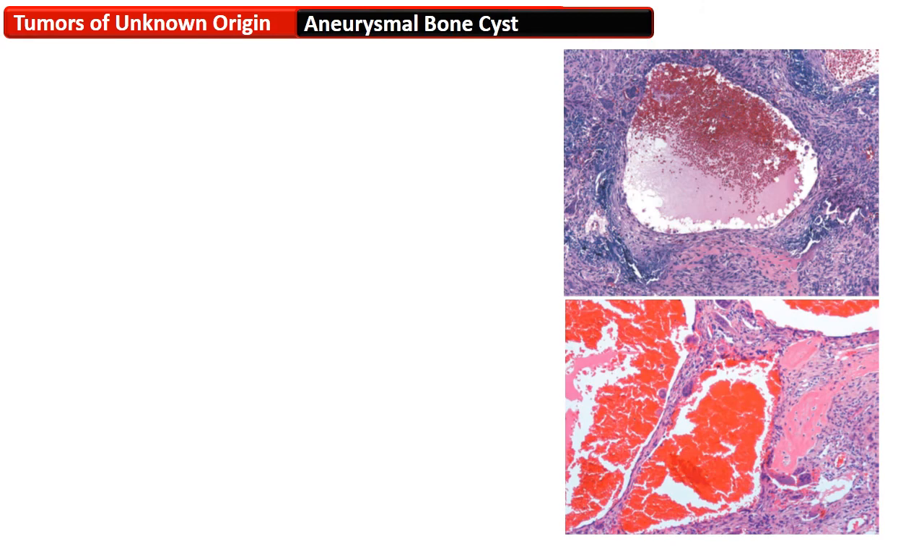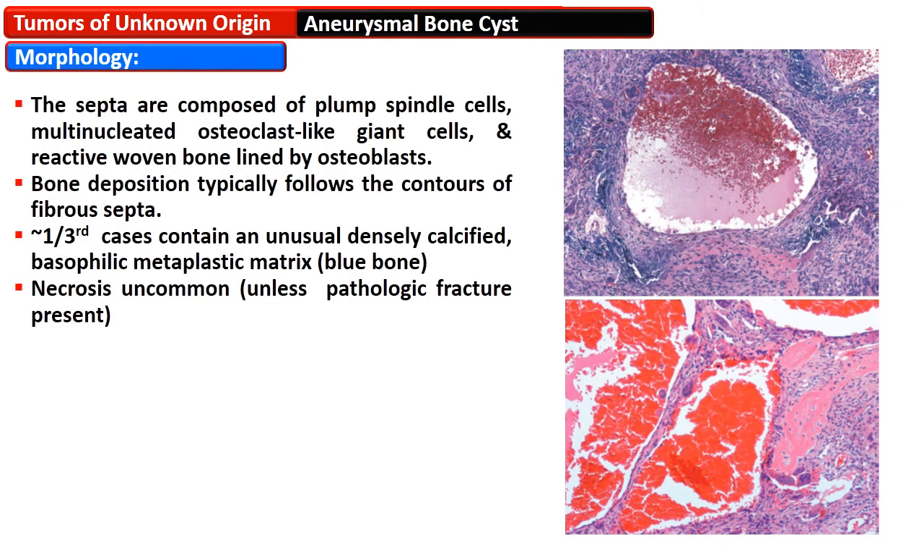Histologic appearance of the aneurysmal bone cyst. The septi are composed of plump spindle cells, multinucleated osteoclast-like giant cells, and reactive woven bone lined by osteoblasts. Bone deposition follows the contour of the fibrous septi, and in 1/3 of the cases contain an unusual densely calcified basophilic matrix that is termed blue bone, and necrosis is uncommon unless pathologic fracture is present.